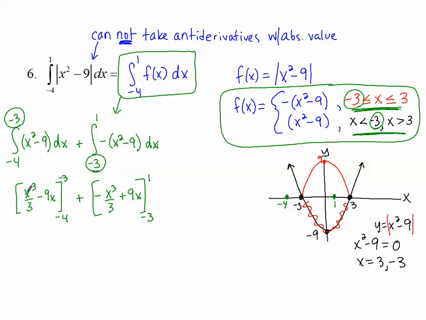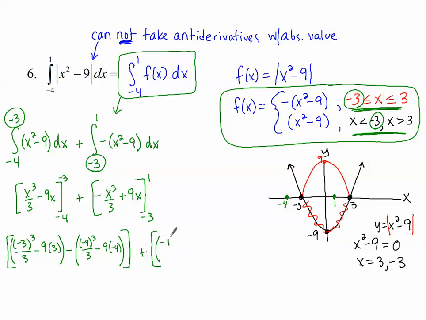And then just like the others, we'll plug in our upper limit first. So this first one will have negative 3 cubed over 3 minus 9 times negative 3. Then plug in negative 4 and subtract. Negative 4 cubed over 3 minus 9 times negative 4. That is that first integral. Plus the second integral. 1 gets plugged in first, negative 1 cubed over 3 plus 9 times 1 minus, now the lower limit, negative of negative 3 cubed over 3 plus 9 times negative 3. And evaluating this and doing our number crunching will ultimately give us 30 if we need to simplify at all.